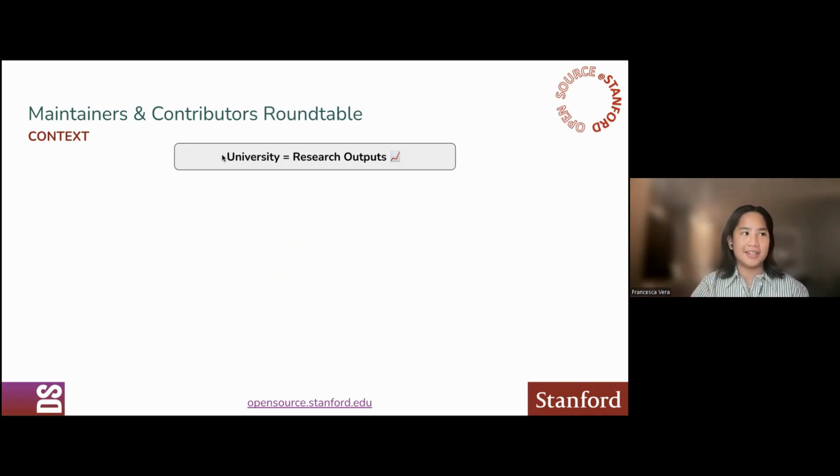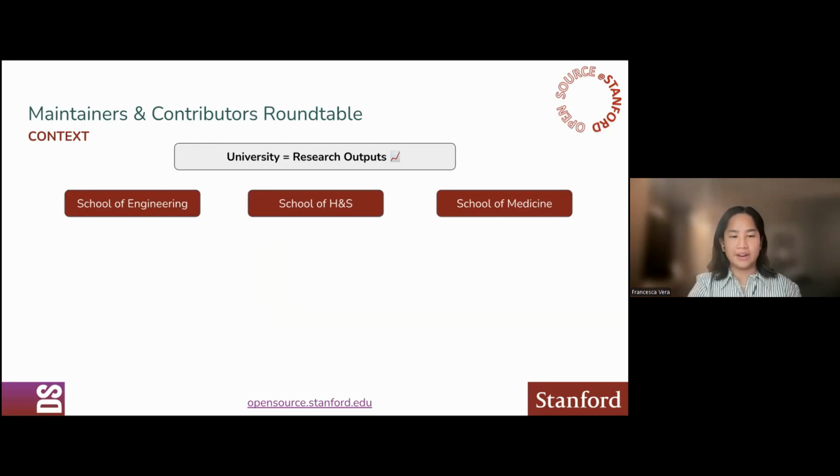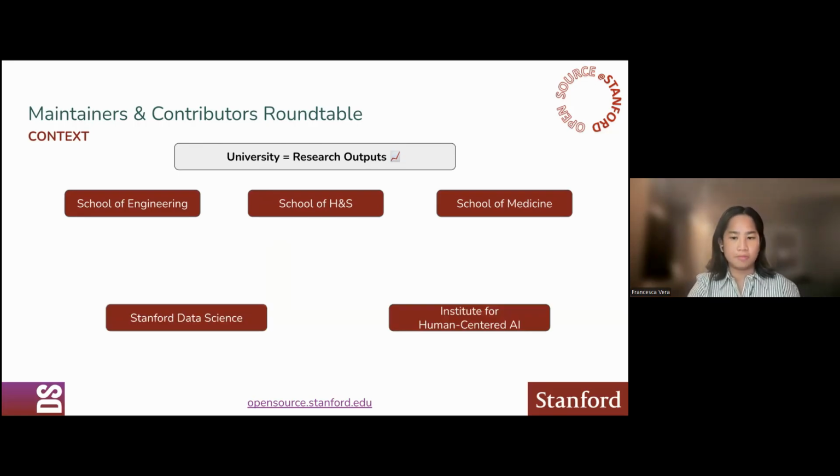Firstly, universities produce large volumes of research outputs across every discipline. And in many cases, these labs are developing open source software for their research. This can be within various schools at the university, like the School of Engineering, School of Humanities and Sciences, School of Medicine, your business school, etc. And these research outputs can also come from various research initiatives like Stanford Data Science, or a research institute like the Institute for Human-Centered AI.